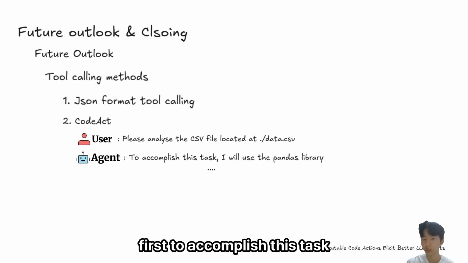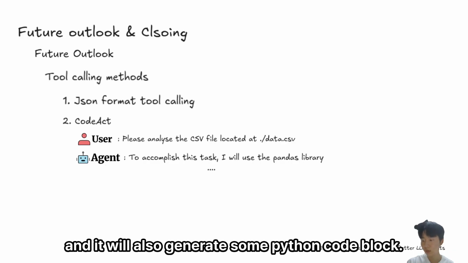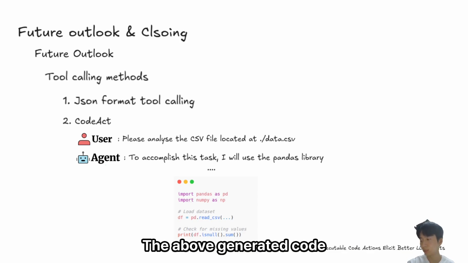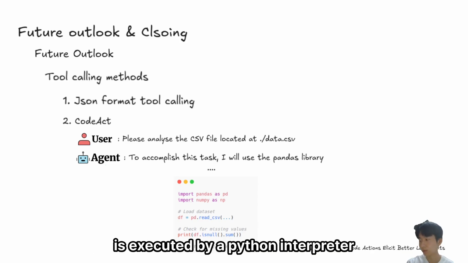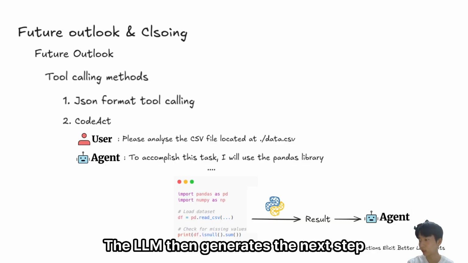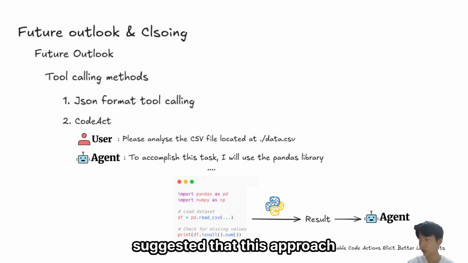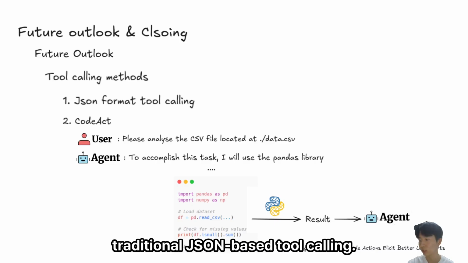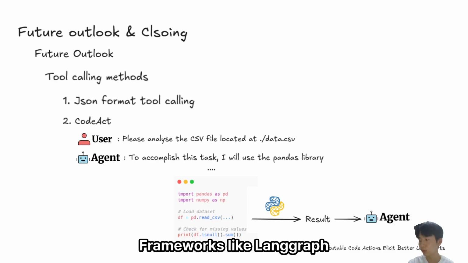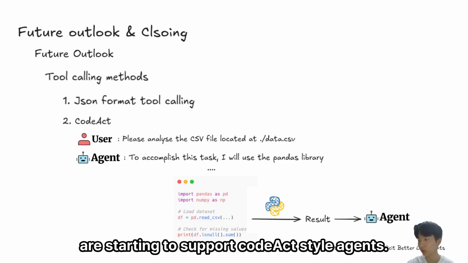First, it says, to accomplish this task, I will use the pandas library, and so on, and it will also generate some Python code block. The generated code is executed by a Python interpreter, and the results are fed back into the LLM's context. The LLM then generates the next step to complete the task. Interestingly, the authors of CodeAct suggest that this approach can outperform traditional JSON-based tool calling. Frameworks like LangGraph and Hugging Face's agent library are starting to support CodeAct-style agents.